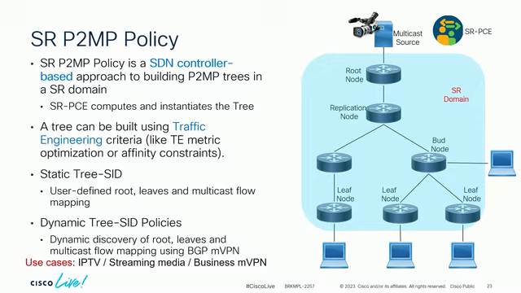Segment routing point-to-multipoint policy. The SR P2MP policy is the SDN controller-based multipoint solution that basically builds a point-to-multipoint tree right from the root node to one or more leaf nodes through one or more intermediate replication nodes. Now, the root node could be considered as the ingress node, which receives the multicast traffic, performs the relevant encapsulation, and forwards it inside the segment routing domain.